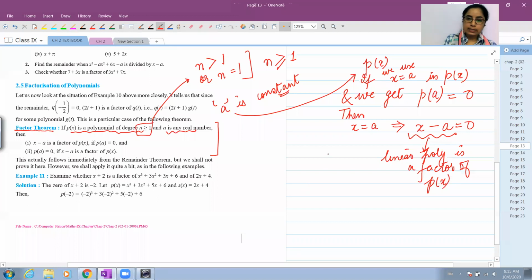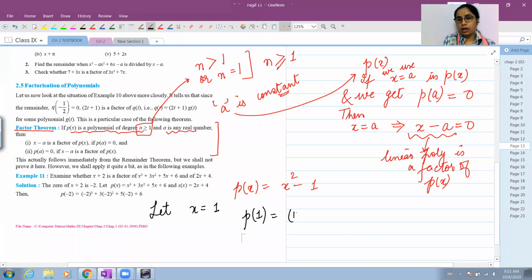This is what we will say. I'm going to take an example to help you understand. Let us say p(x) is x square minus 1. Let us say we have a polynomial p(x) equals x square minus 1. I'm going to use x equals 1 here. So if I put x equals 1, I will see that the answer comes out to be 0. Is that correct?